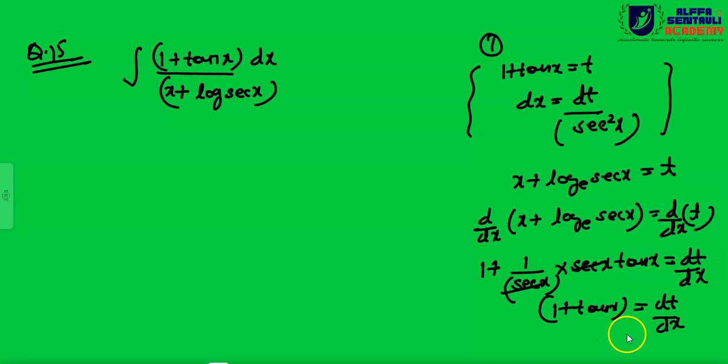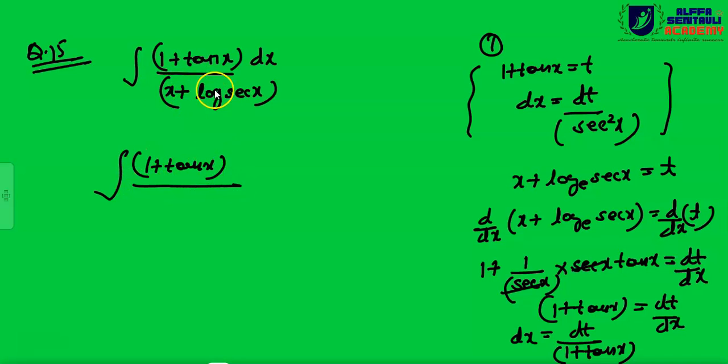Correct? Now let us cross multiply dx toward this side and bring 1 plus tan x to the denominator of dt. So dx will be equal to dt upon 1 plus tan x. Correct? Understood? Now it has become easy to solve. So 1 plus tan x will be written as it is, 1 plus tan x. Now in place of this complete big term, I can write t because we have assumed this term as t here, right? Got it beta? Now let us put the value of dx. Dx is nothing but dt upon 1 plus tan x.